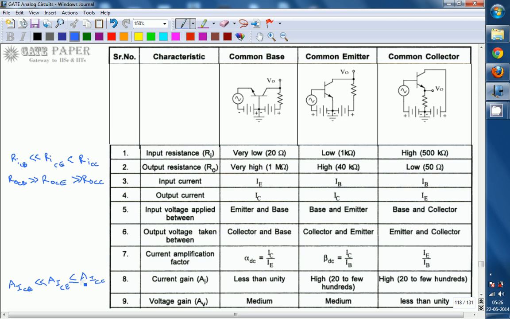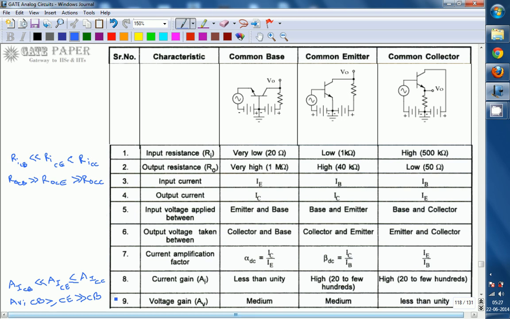In terms of voltage gain, Av, common base is going to be highest, common emitter approximately equal or lesser, and for common collector it is very small, ideally unity voltage gain. Common collector practically is lesser than 1. So these are the four basic comparisons, and apart from that we can write other comparisons like this.